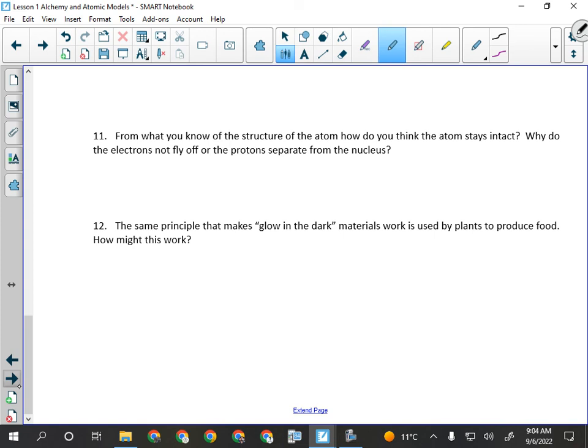Okay? And then the same principle that makes glow-in-the-dark materials is used by plants. We actually talked about this the day I taught it. It has to do with solar radiation striking the chlorophyll, and the electrons that are part of that chlorophyll molecule get excited. They move up to higher energy levels, and when they fall back down, that energy is what's used to break up the water and the carbon dioxide and make sugar in the process of photosynthesis. So it has to do with de Broglie's electron cloud model and the fact that electrons can jump from one level to another, and then when they fall back down, they release the energy they gained. Okay. All right, questions on any of those?